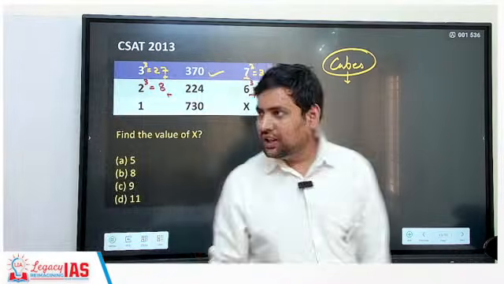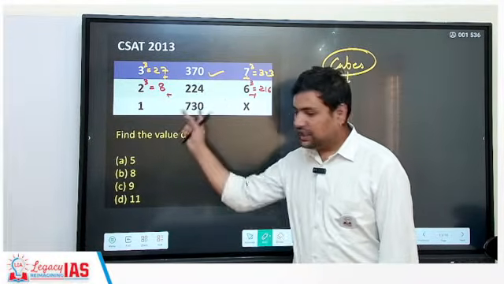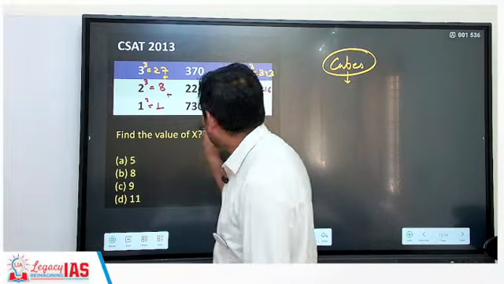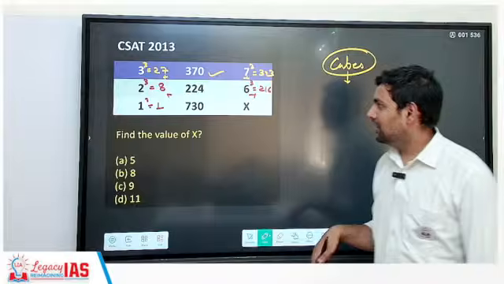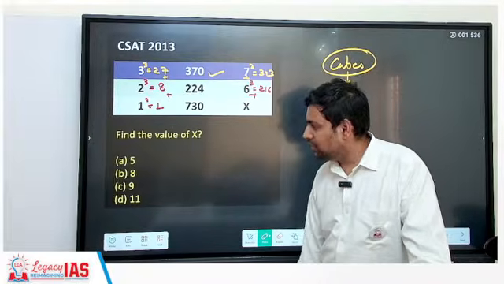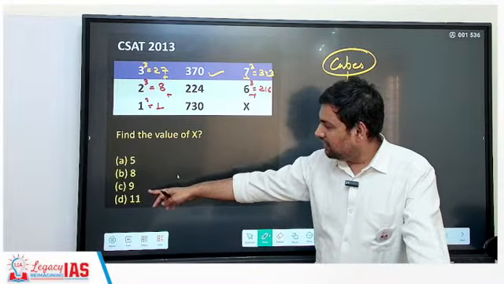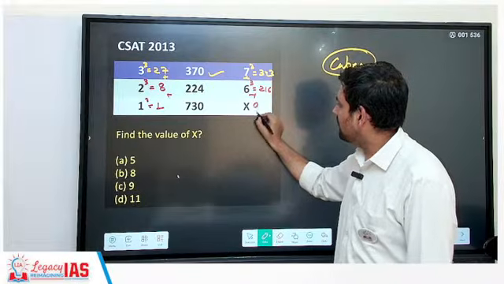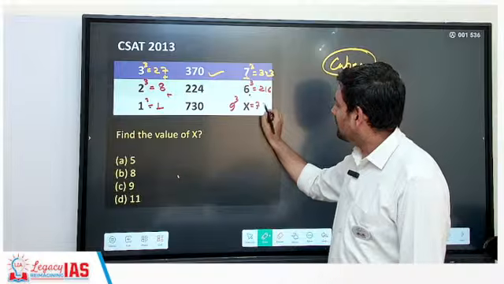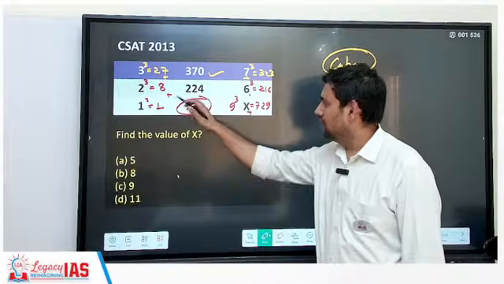Following the same pattern, you are doing something to column 1 and column 3 to get to column 2. Next, you have 1 here, so this is 1 cube, which is equal to 1. But you want to get to 730. Which cube do you think is very near? In the options, if you don't remember the cubes, see the options. 5 is not very close. Then 8, 9. 9 makes the most sense. So this is actually 9 cube, which is equal to 729. 729 plus 1 is 730.